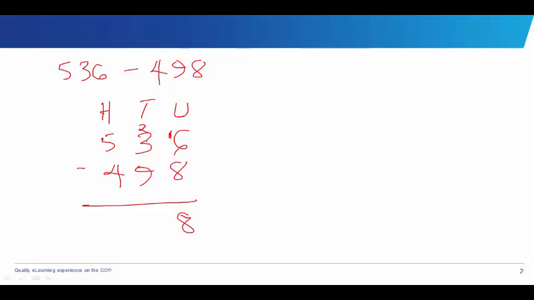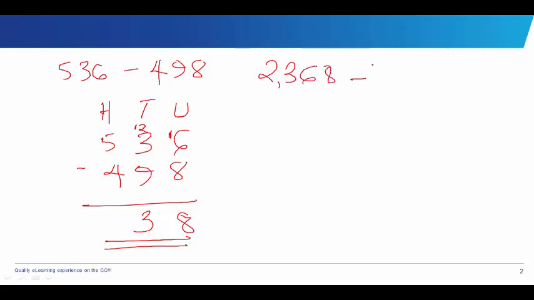Then this 2 which is left minus 9, it won't go. So we'll borrow 1 from this 5, put it here, becomes 12. 12 minus 9 will give us 3. We have 4 here left. 4 minus 4 is 0. So our answer is 38. Let's look at 4-digit numbers.